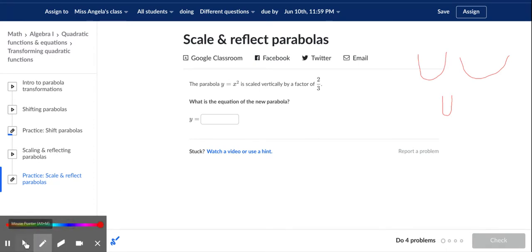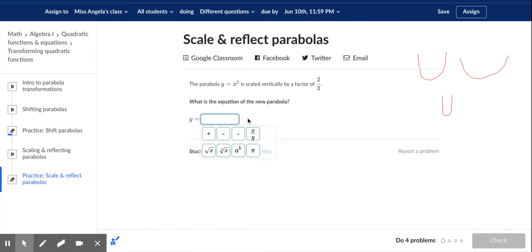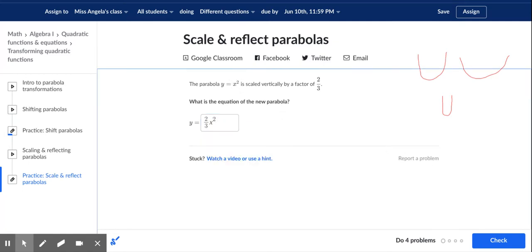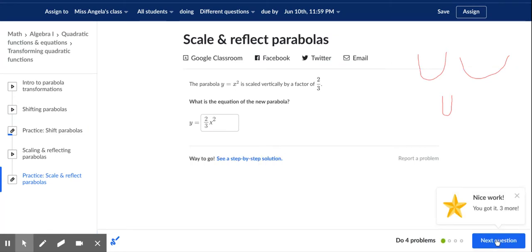So all right, I need my mouse. So I'm just going to do 2 over 3 times x squared. So whatever factor I'm scaling by, I'm just going to multiply that to my original parabola, which is x squared. So that's really all there is for scaling.